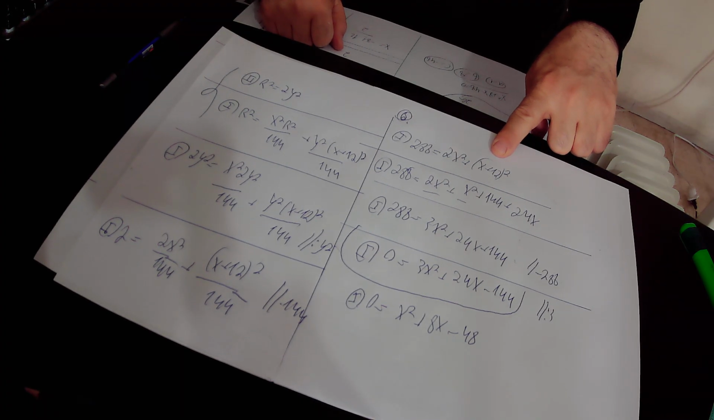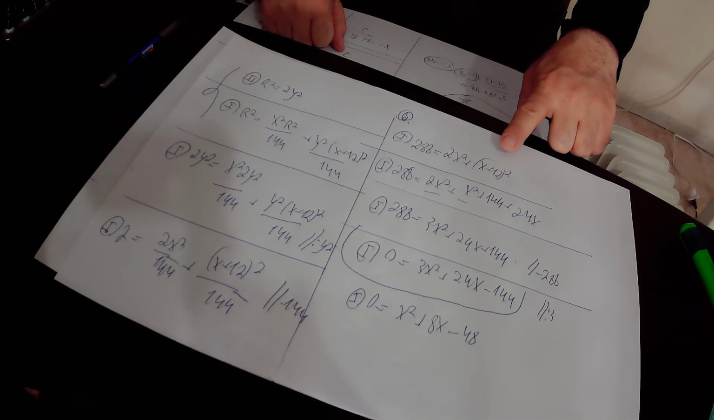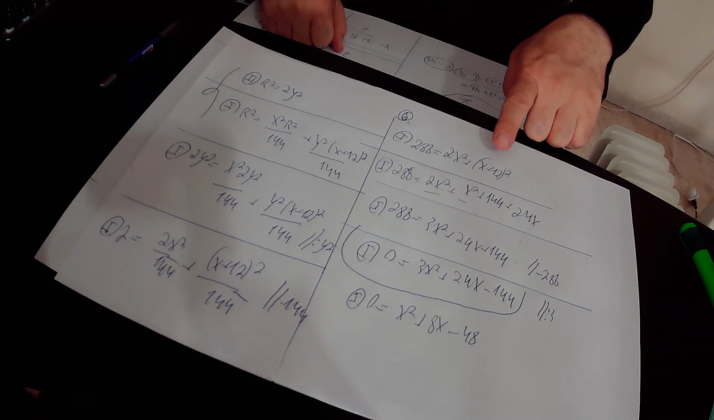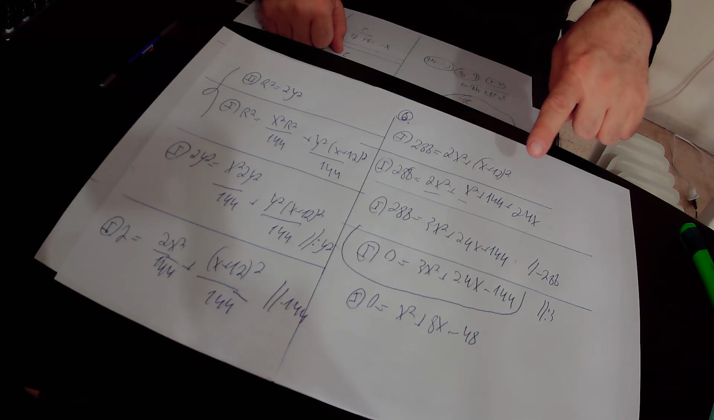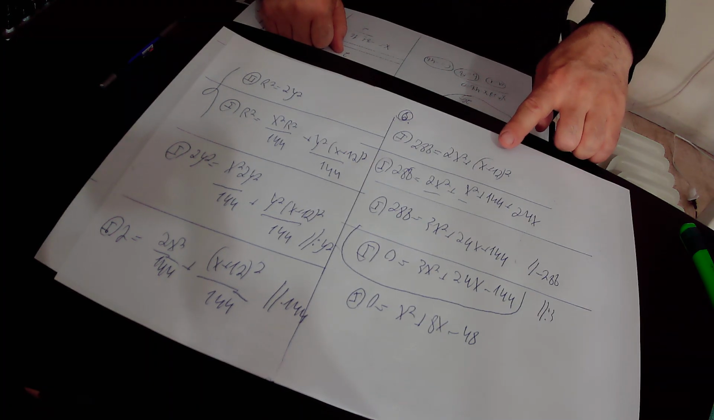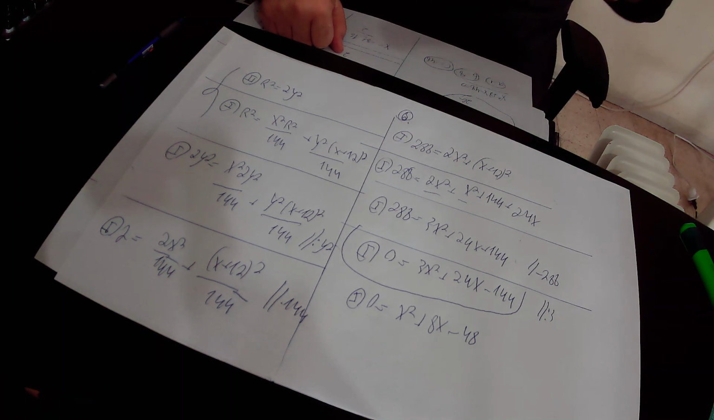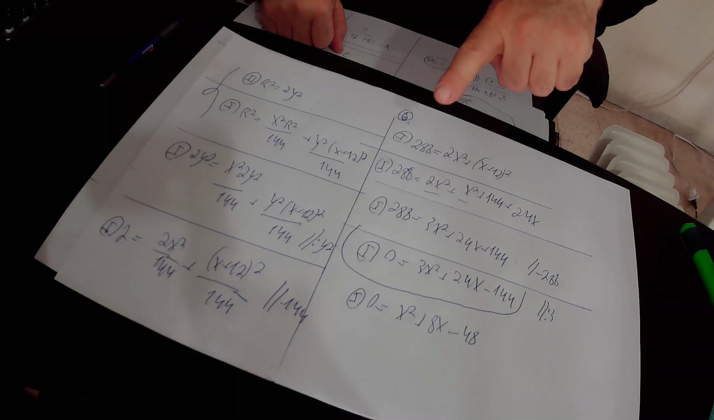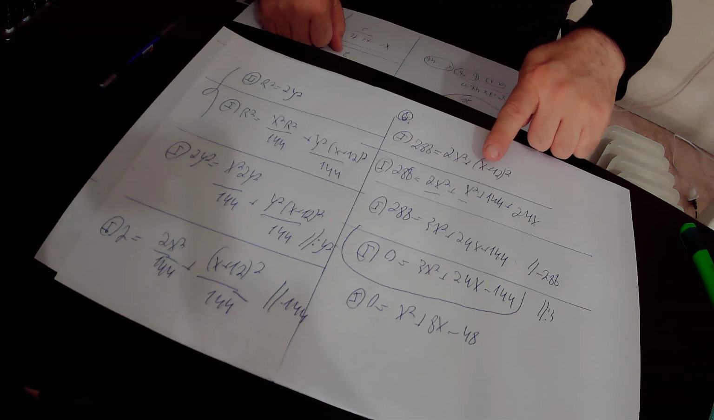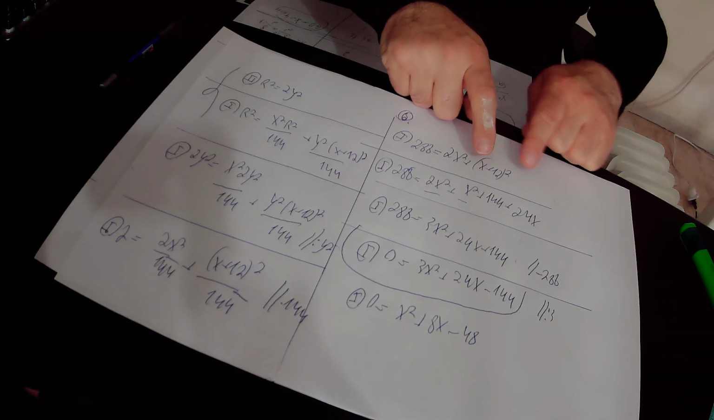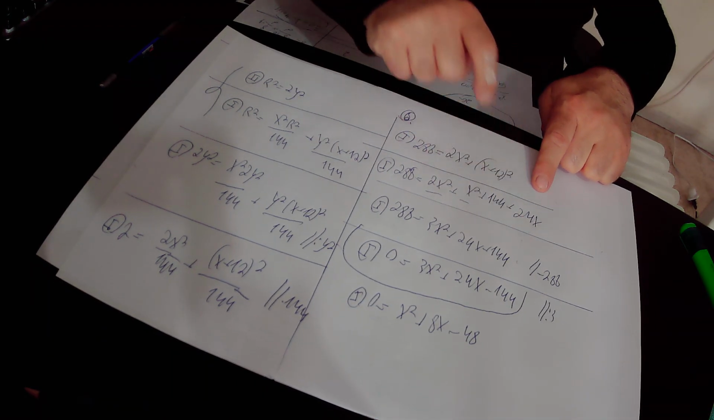Here we open the brackets of this expression, and actually found out that 288 equals 2x square, and x plus 12 square equals x square plus 12 square, that is 144, plus 2 times x times 12, that is 24x. So according to this equation 1, we have found out that 288 equals 2x square plus x square is 3x square, plus 24x plus 144.